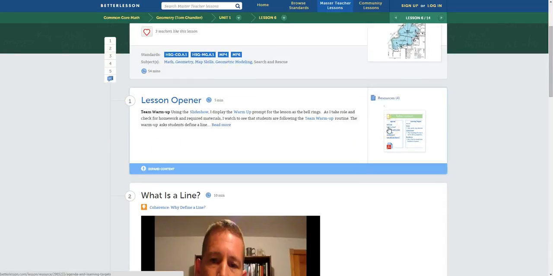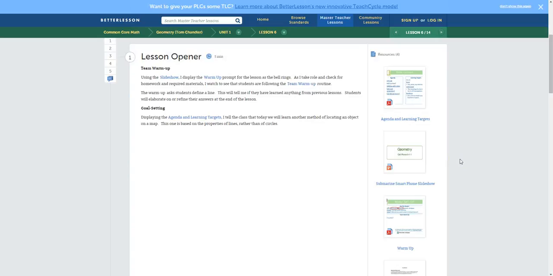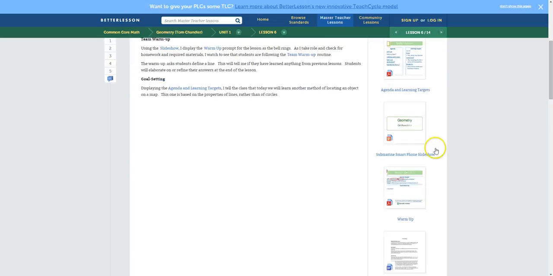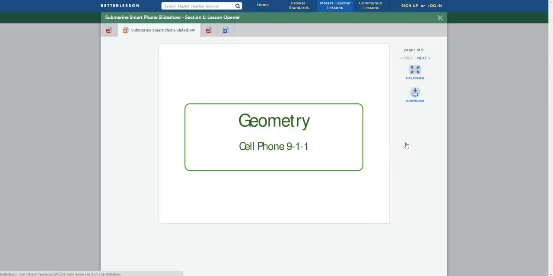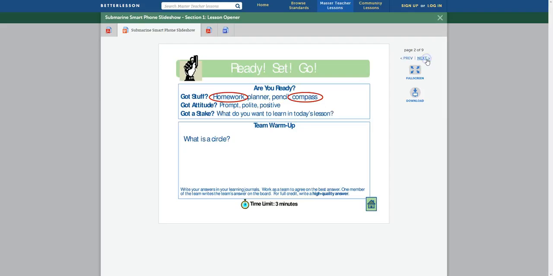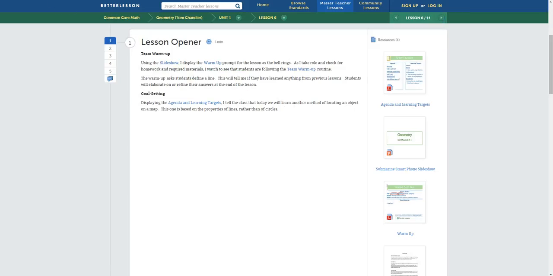How convenient, on the right-hand side, resources, we can expand the content. It gives us everything, and it's very handy to have. For example, after I have the instructions on what is the lesson opener, I have the utility on the right-hand side. So I'm going to click on here, the submarine smartphone slideshow. Let's see what that's like. Okay, it gives us a really good overview. It even gives us a time limit. So actually, this is something that you can use in your classroom right away. Not too bad.